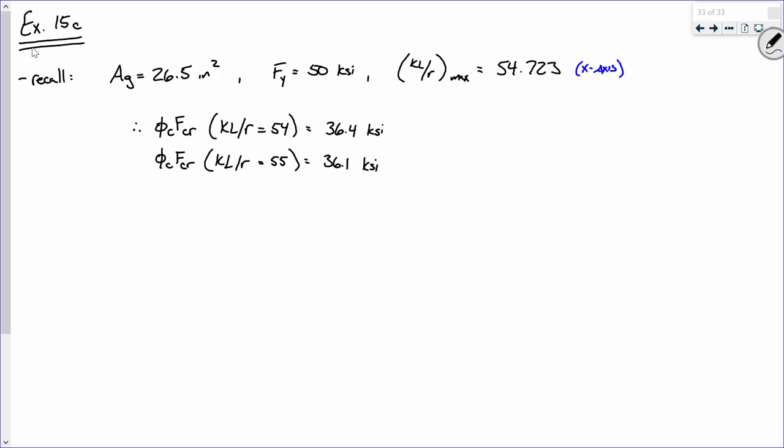All right. What's that? Now, we've got 36.4 and 36.1. I've got to believe you all can do the linear interpolation, or do we need to go through it and do it together? All right, so I propose that phi F critical for our KL over R of 54.723 ends up being 36.183. Does that sound about reasonable?